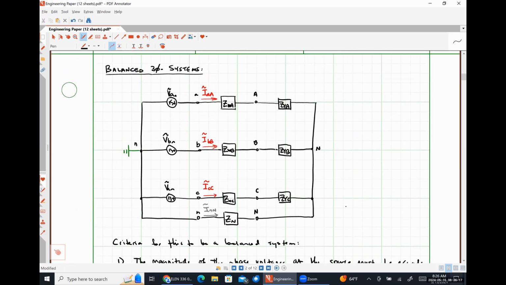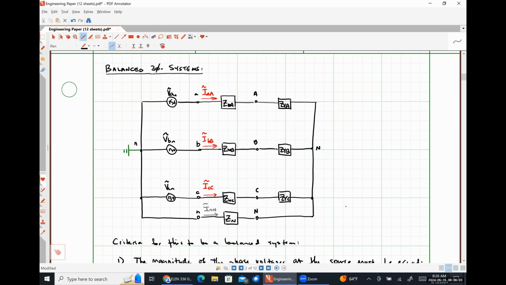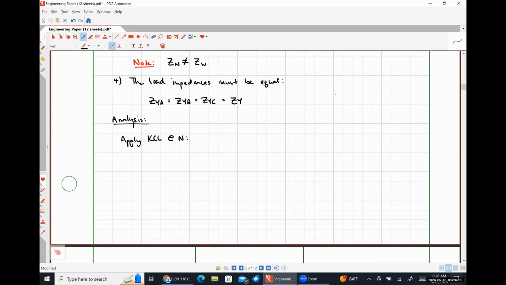So if I look here, I can see that my line current IAA flows through the impedance ZWA and then flows through the impedance ZYA before flowing into my load side neutral terminal. The same is true of all of the other currents. So I'm just going to say that IAA plus IBB plus ICC plus INN is equal to 0. Anybody have any problem with that? Just good old Kirchhoff's current law from circuits 1. Okay.